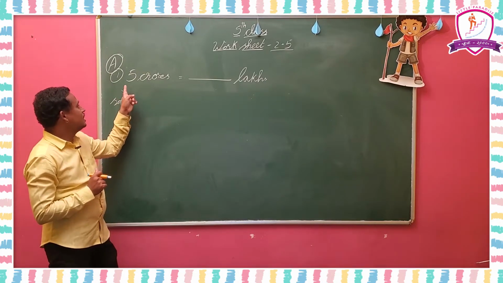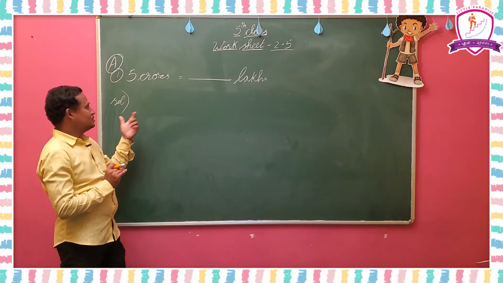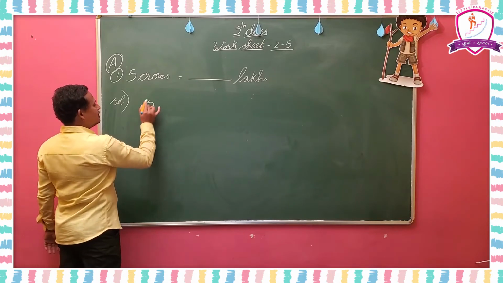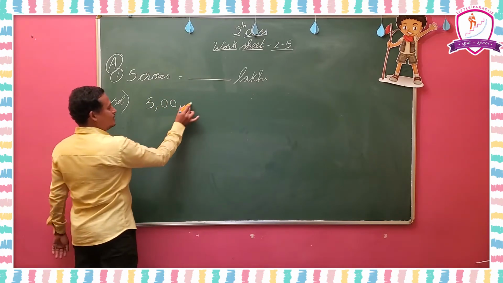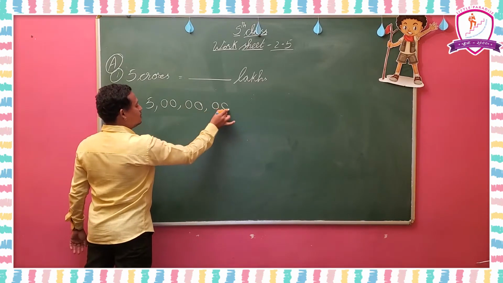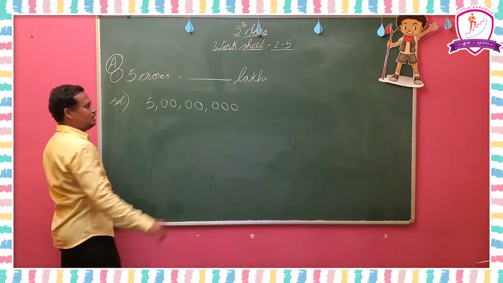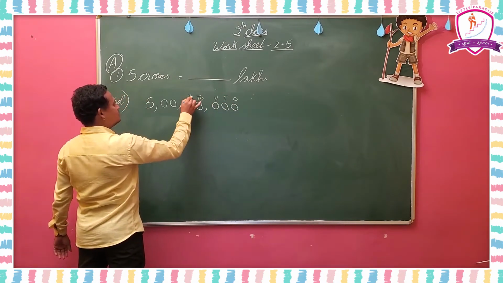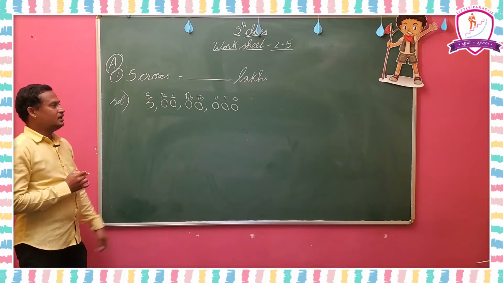Here the first blank is 5 crores is equal to dash lakhs. How many lakhs are there in 5 crores? So first we have to write the 5 crores here. 5 crores means 5 in the crores place, and in the lakhs period 2 zeros will be there, in the thousands period 2 zeros, and in the ones period 3 zeros will be there. Here you have to write that, and then you have to write the places: ones, tens, hundreds, thousands, 10,000s, lakhs, 10 lakhs and crores.